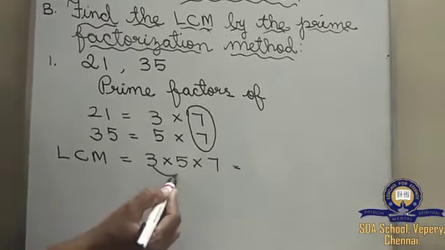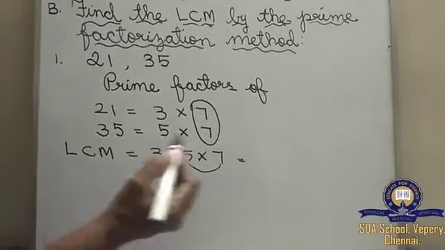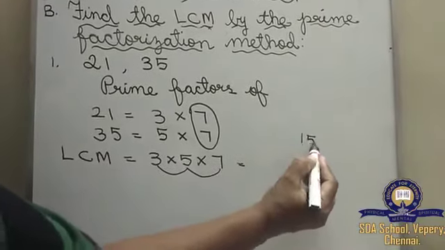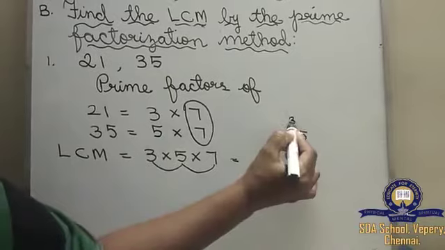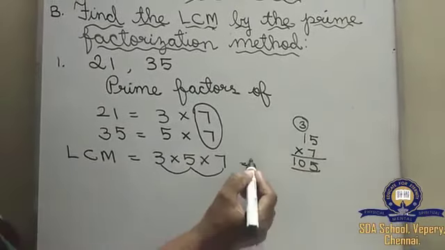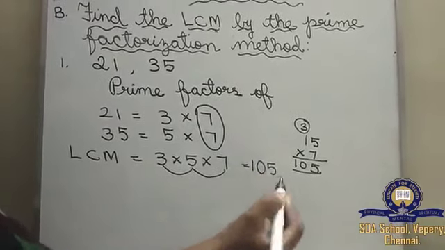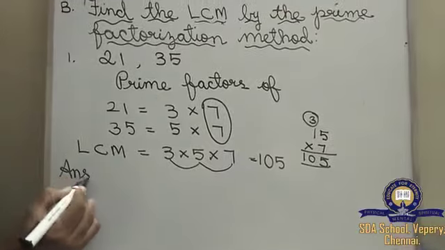So 5 3s are 15 and 15 7s are what children? 105. 15 7s: 7 5s are 35, 7 1s are 7, 8 9 10. So what will come? 105. So what's the answer? 105.